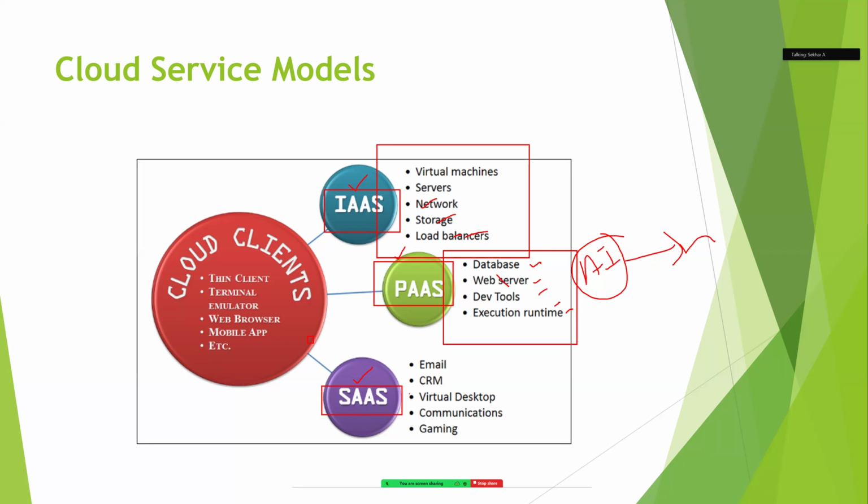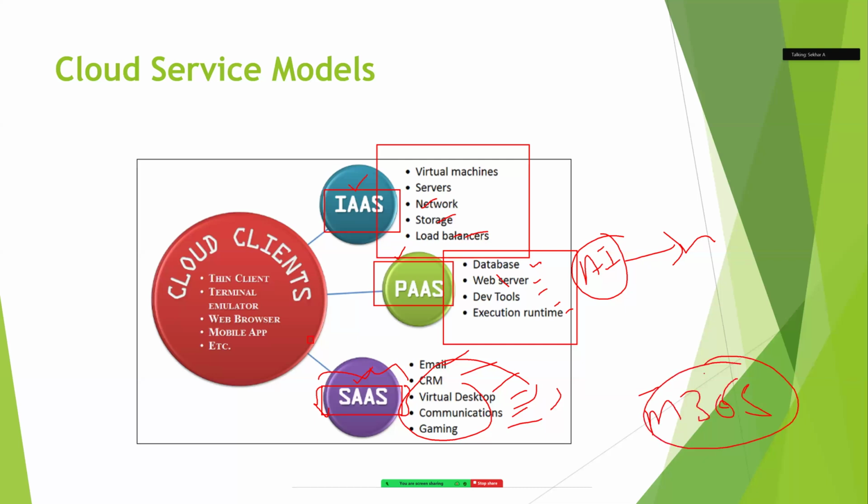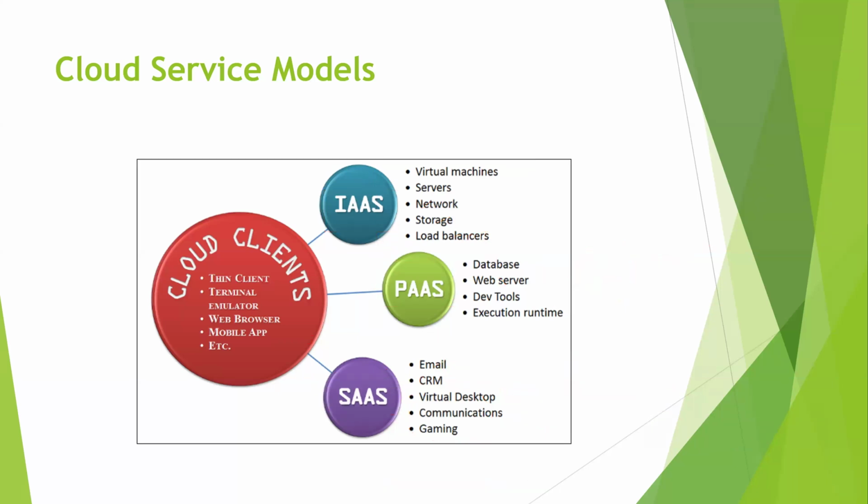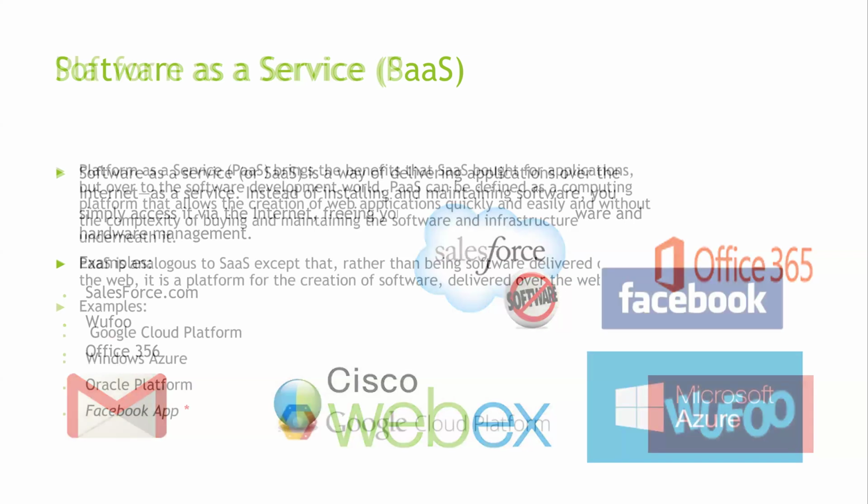Next, SaaS, software as a service. What does that mean? Emails, virtual desktop, communication: these all come under software as a service. So all M365 products, M365 meaning Microsoft 365, like Outlook, MS Teams, Power BI, SharePoint, Power Automate, and Microsoft Dynamics 365. All these come under the Microsoft 365 suite, which is software as a service. So this is the difference between IaaS, PaaS, and SaaS.